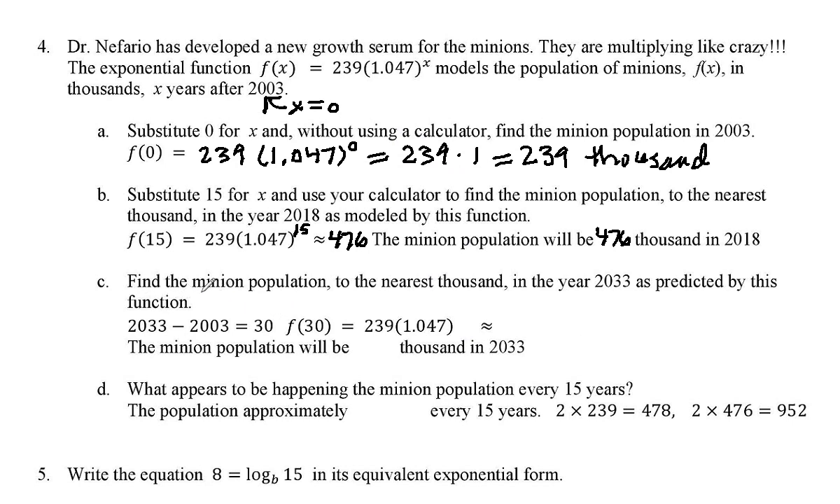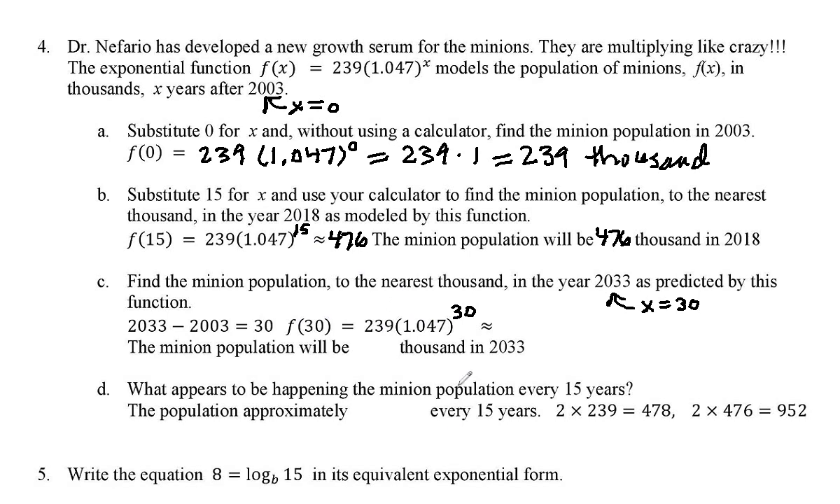Now they want us to find the minion population. So that's finding an f of x value again to the nearest 1,000 in the year 2033 as predicted by this function here. Okay, so 2033, that's going to correspond to x equals 30. And the way we get that is 2033 minus the start year 2003 is 30, so x is 30. So we're doing f plug in 30. So this 15 now is going to change to a 30. So 239 times 1.047 to the 30 power.